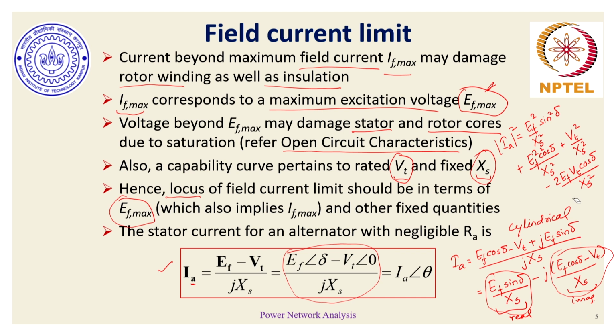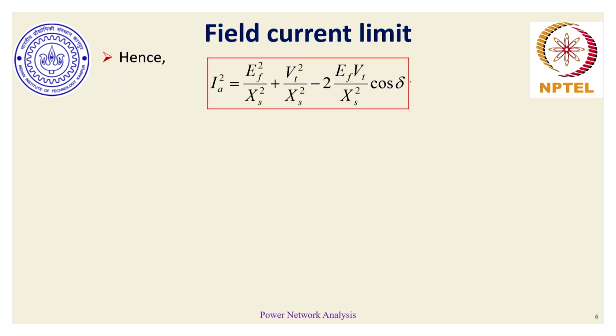wherein if we see the first two terms, they can be added together and we would simply have EF² by Xs², followed by Vt² plus Xs² and then this cosine term. So from there, we have this sort of an expression where Ia² is defined in terms of induced EMF, terminal voltage, cosine of torque angle and synchronous reactance, which we can then elaborate further.